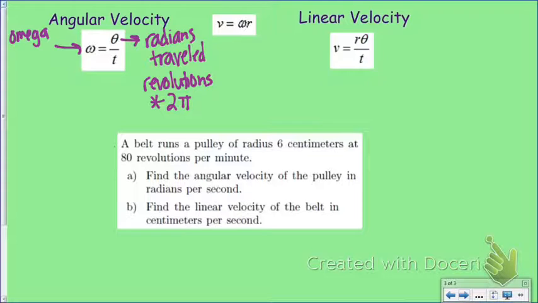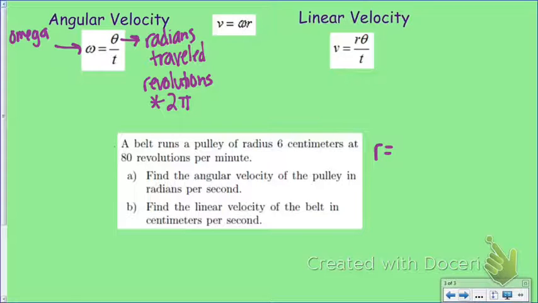So if we look at this first example down here, it says a belt runs a pulley of radius 6 centimeters at 80 revolutions per minute. I want to find the angular velocity of the pulley in radians per second. So I want to know how fast that pulley is going, the velocity of it, in that distance around that circle. So again, my distance equals rate times time, which means my rate is going to equal the distance traveled divided by time.